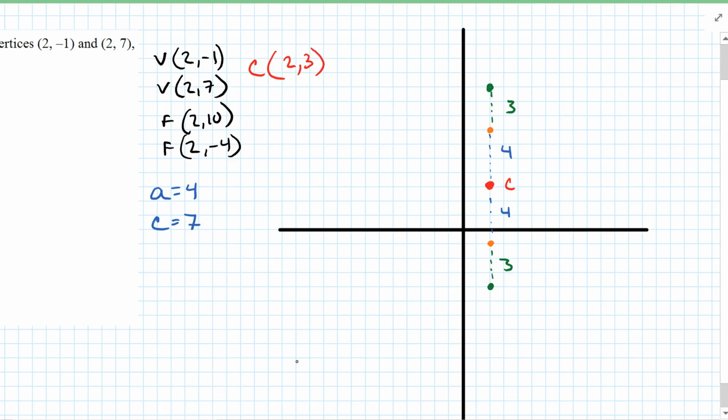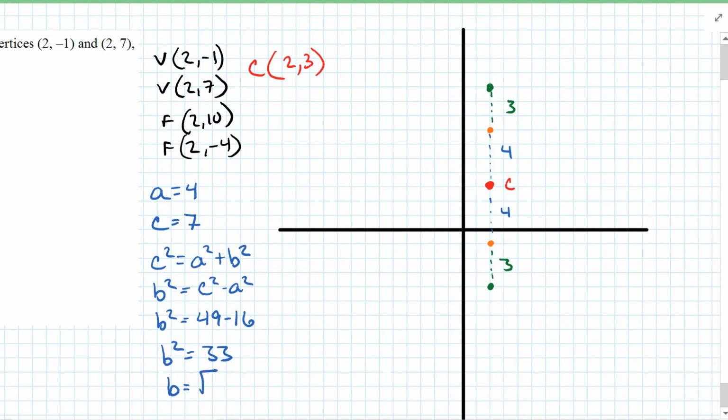Okay, so let's try to find our b value. Remember, c squared in this case equals a squared plus b squared. So b squared equals c squared minus a squared. So b squared is going to equal 7 squared, which is 49, minus 4 squared, which is 16. So b squared is going to be 33. So b is going to be the square root of 33.